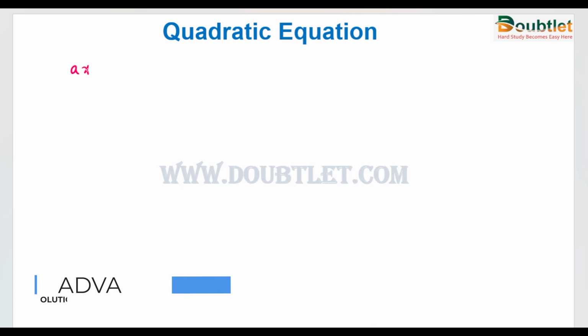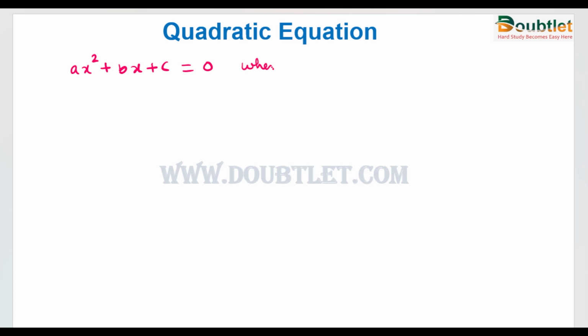Suppose any equation is written in the form of ax square plus bx plus c is equal to 0, where a is not equal to 0, and a, b, c belong to R, where R is the real numbers. Such a type of equation we can call a quadratic equation. So the degree of the polynomial should be 2.